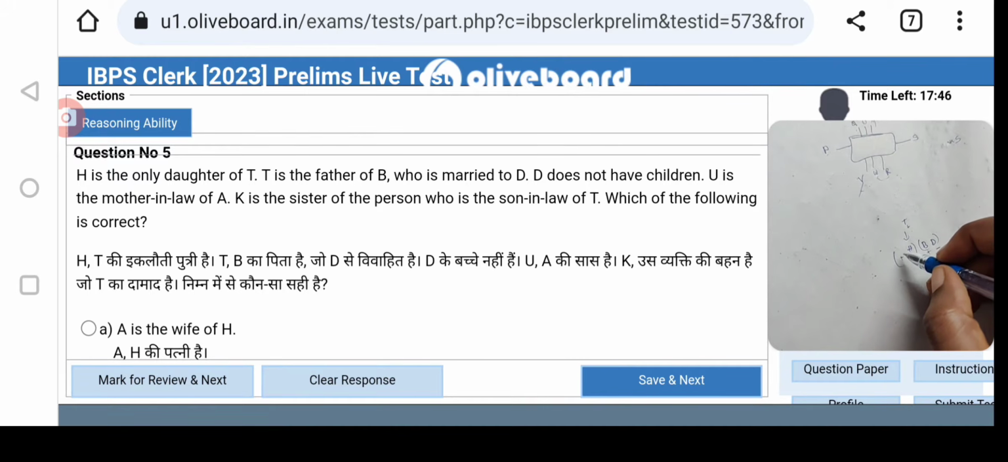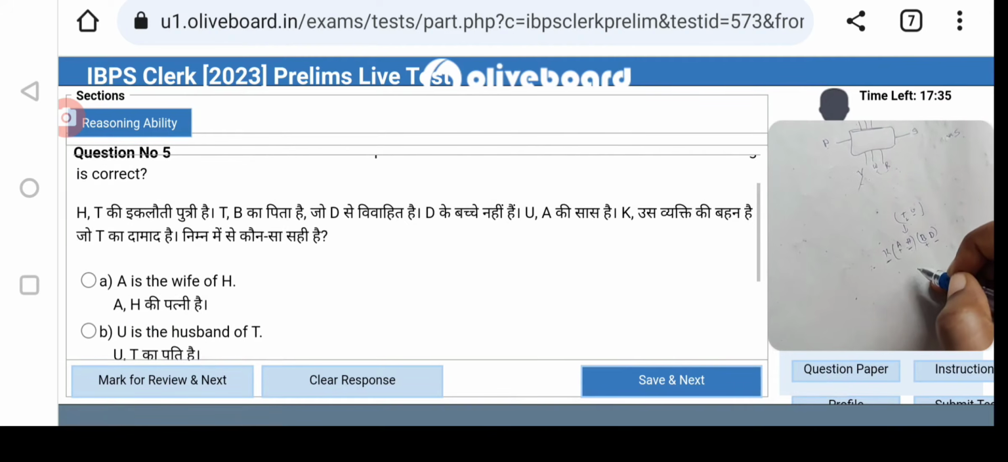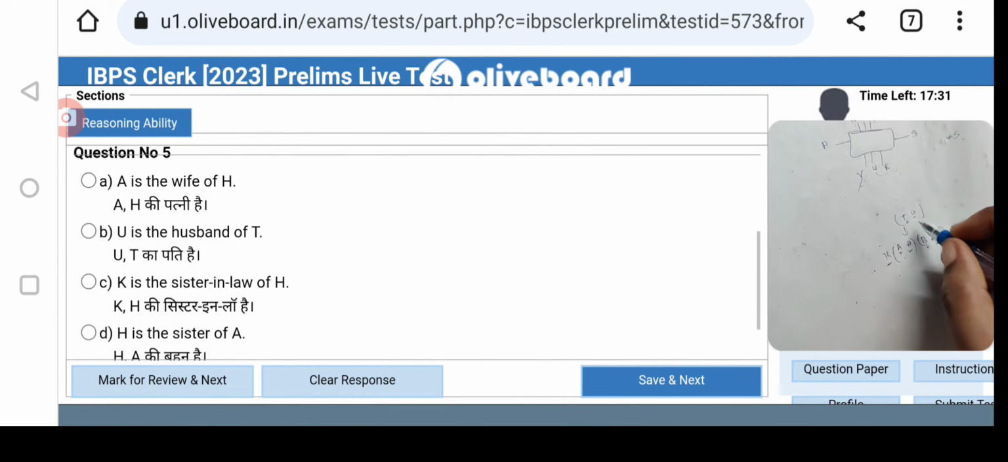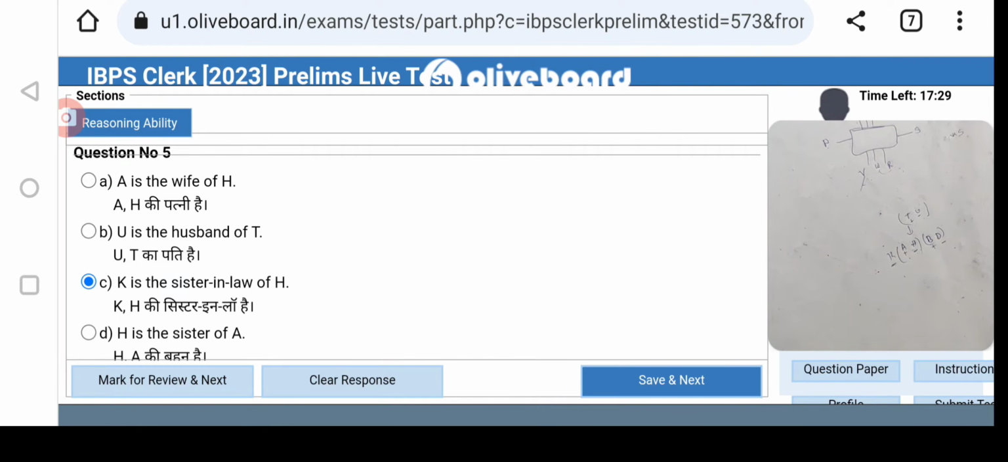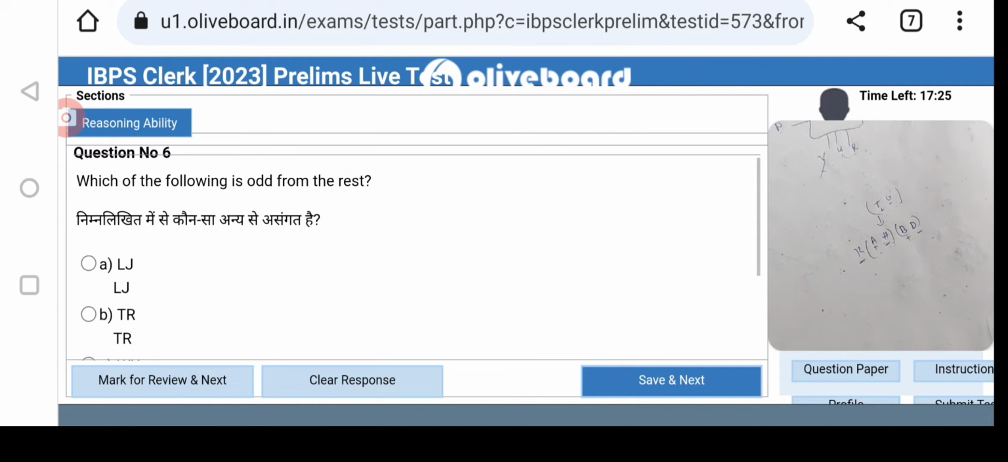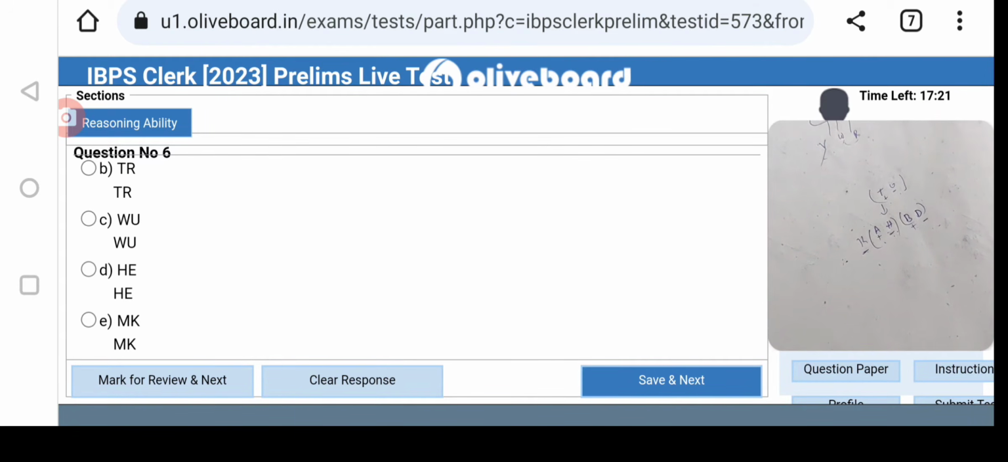U is the mother-in-law of A. So suppose this is A, this is U. K is the sister of the person who is son-in-law of T. Which among the following is correct? A is the wife, no, and U is the husband. K is the sister-in-law of H. So C. Next one, J, K, L, R, S, T, U, V, W, F, G, H, E, F, G. So option D.